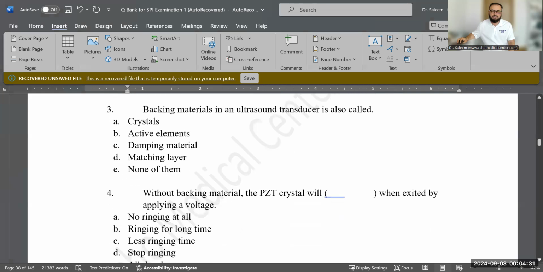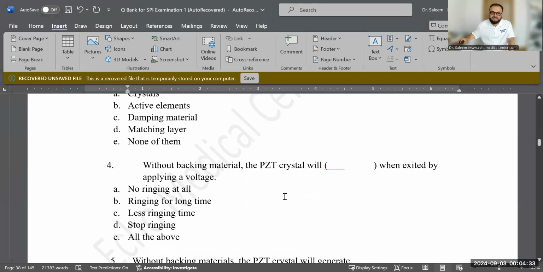Correct. Okay, next. It says without backing material, or of course damping material, the PZT, lead zirconate titanate crystal, well, it's just a blank. Which word will be suitable here when excited by applying a voltage? A, no ringing at all; ringing for a long time; less ringing time; stop ringing; or all of the above. If there is no damping material, no backing material in a transducer, which of these options makes the most sense to put here? What do you think?